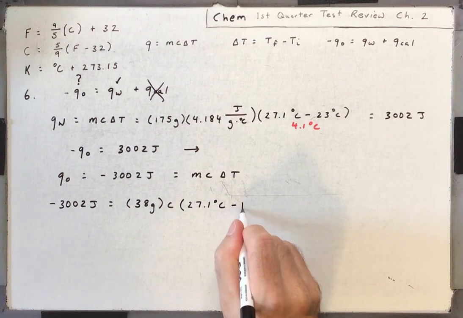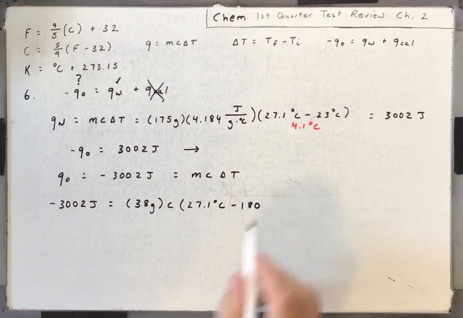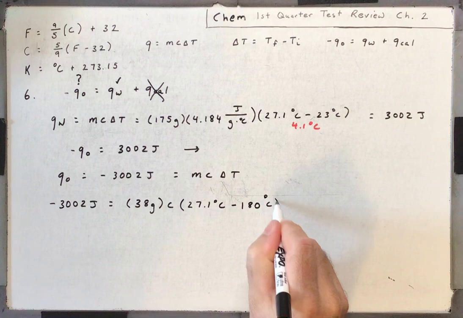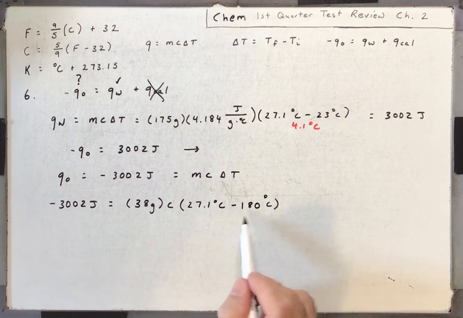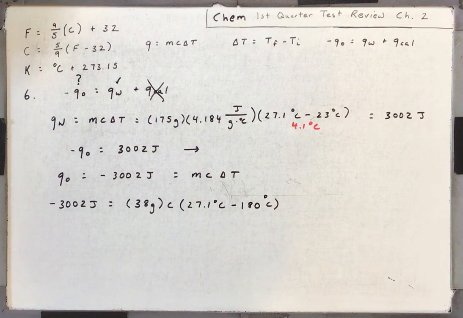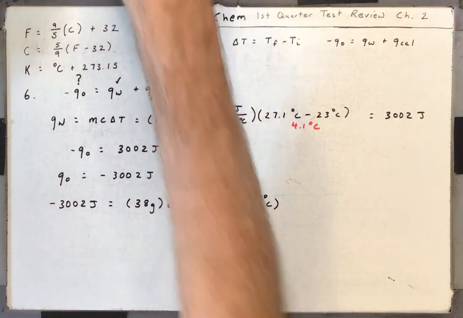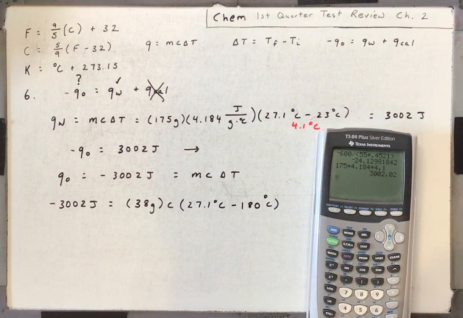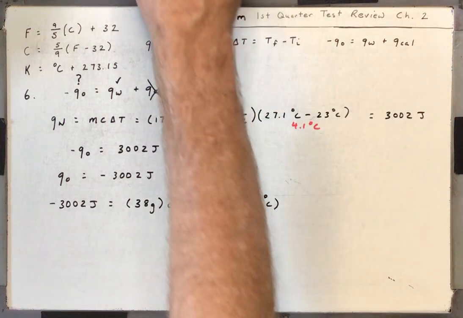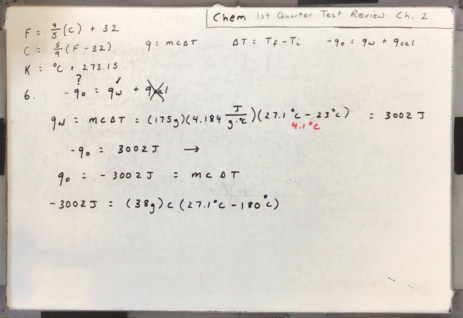But it started out really hot. And this is where, if someone's going to make a mistake with these problems, it's usually the delta T for the object. Okay, that's a negative number because you lost heat when you put that bolt in the water and it cooled down. So that's going to be 27.1 minus 180, which is negative 152.9.